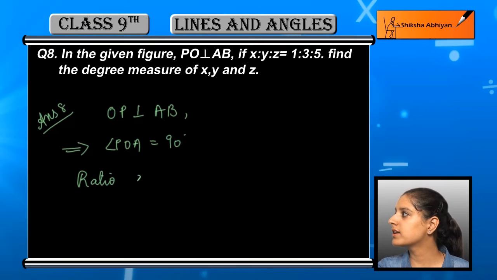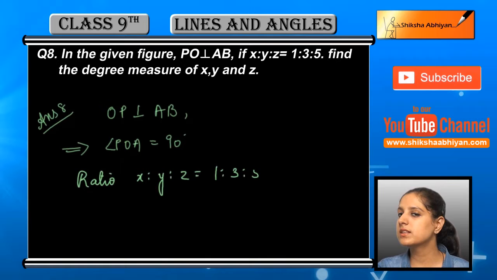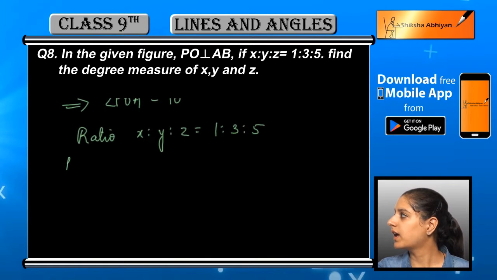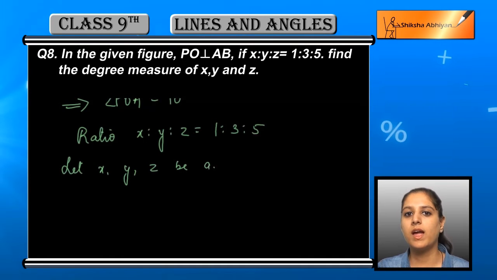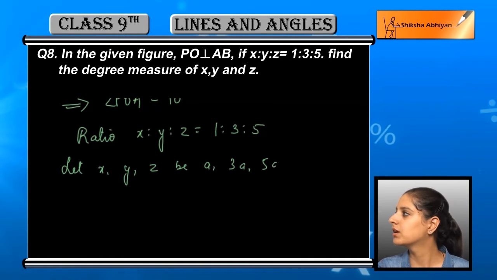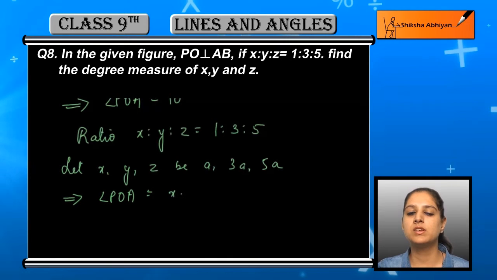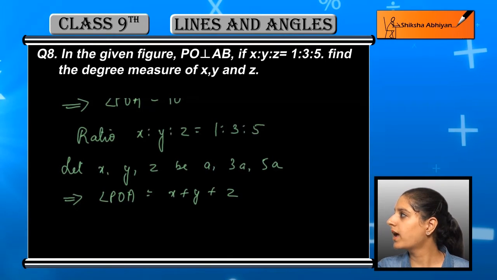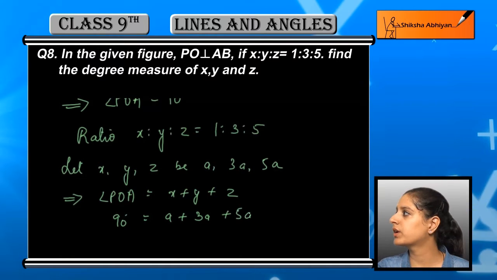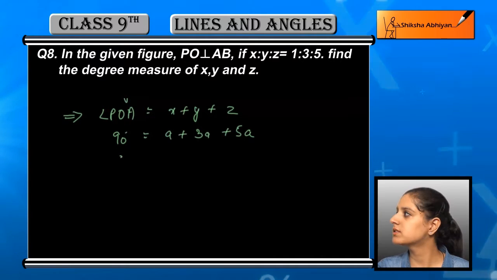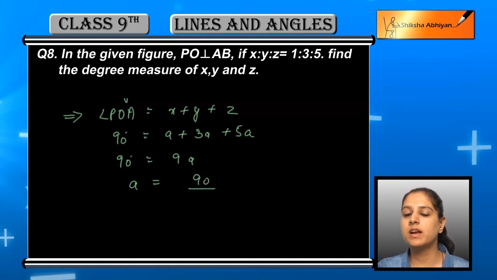So x is to y is to z is 1 is to 3 is to 5. इससे हम ये कह सकते हैं the three angles x, y and z are A, 3A और 5A. हमने सबको सपोज कर लिया, x को A and y को 3A and z को 5A. अब angle POA is equal to the sum of all the three angles x, y and z. So angle POA is equal to x plus y plus z. We know that POA is equal to 90 degree, which gives us A plus 3A plus 5A, that is 9A. Now A is equal to 90 by 9, that is equal to 10.